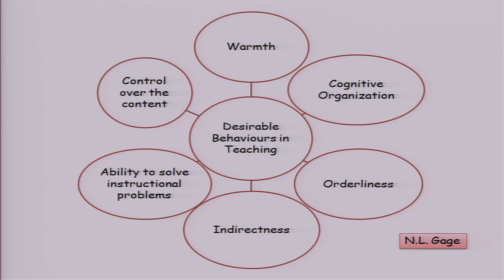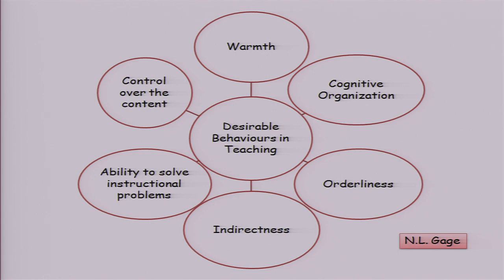And then comes the post-active phase, where the teacher reflects on her own activity and her own teaching styles. All these things are important, and what type of assignments are given in the classroom is also an important aspect. And next we are going to discuss the desirable behaviors in teaching. Here I am quoting the desirable behaviors put forward by N.L. Gage. We can classify them as warmth, cognitive organization, orderliness, indirectness, ability to solve instructional problems, and control over the content.